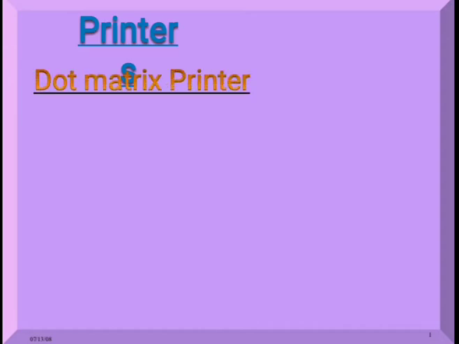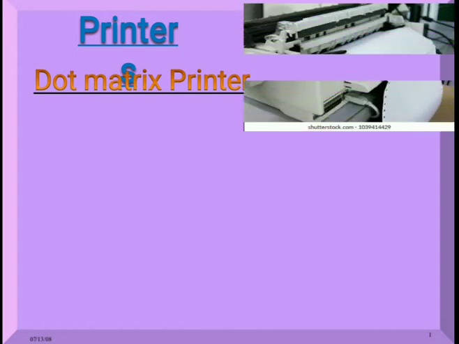Let us know more about printers. Dot matrix printer. This printer contains a movable print head with pins that strike the ribbon, placing a dot on the paper, with hundreds of dots forming images or text. These printers are less expensive but are very noisy. The speed of this printer is given in CPS, characters per second.